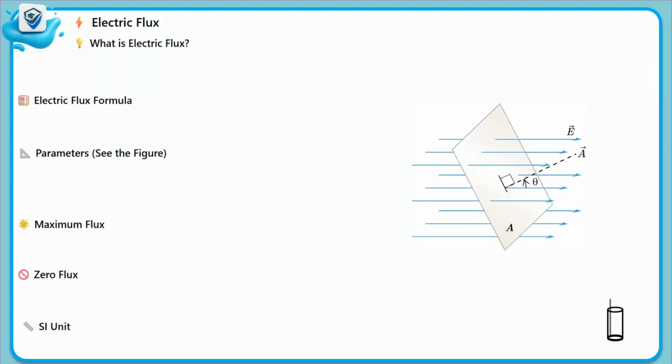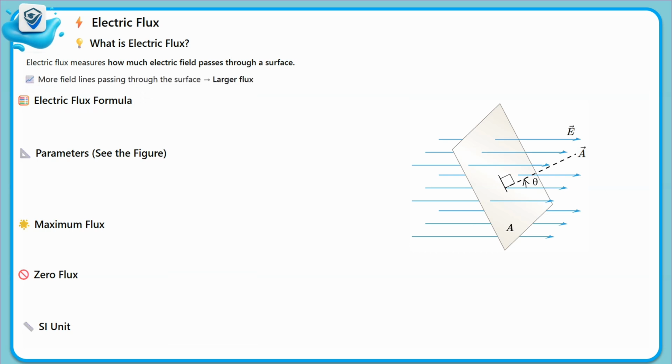Now let's begin with the first topic of this chapter, electric flux. Electric flux is a measure of how much electric field passes through a surface. The more electric field lines passing through the surface, the larger the electric flux.